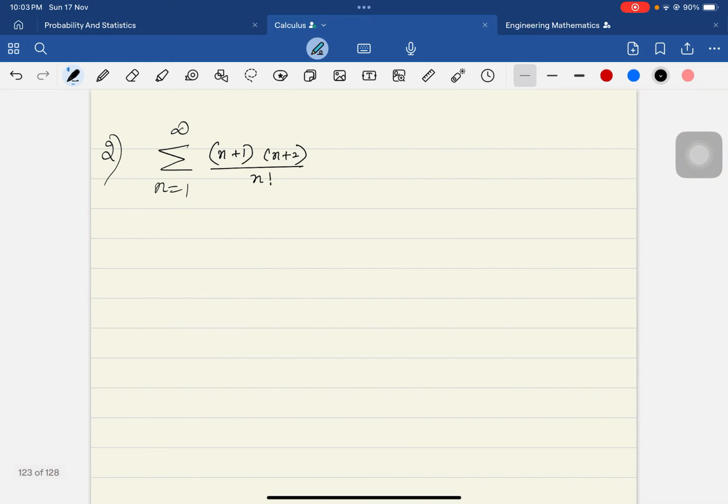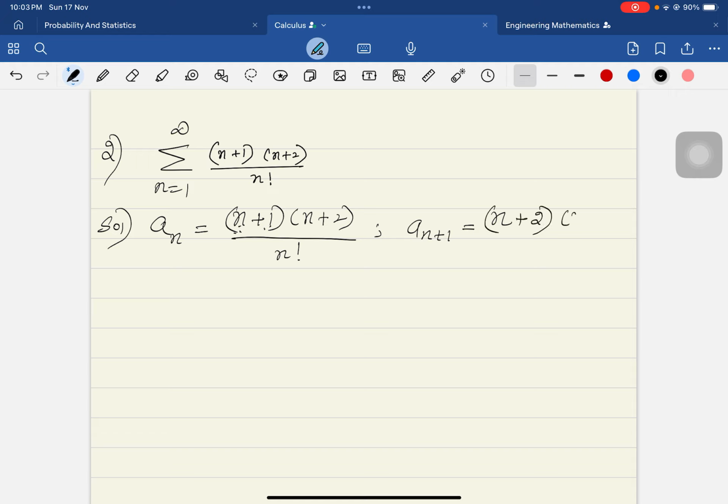Let us look at one more problem. Here, what is the nth term? a_n is given by (n plus 1) times (n plus 2) over n factorial. Now what is a_(n+1) here? Just in the place of n, replace n plus 1. So n plus 1 becomes n plus 1 plus 1, that is n plus 2, and n plus 2 becomes n plus 1 plus 2, that is n plus 3. n factorial becomes (n plus 1) the whole factorial.